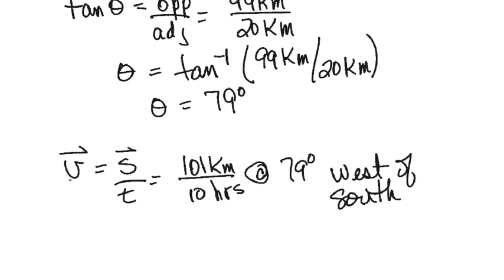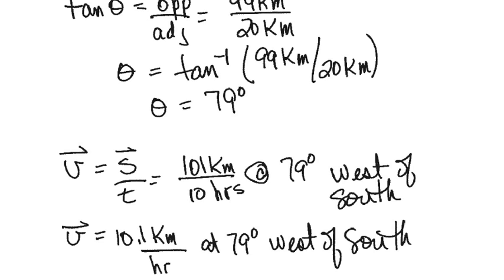So my velocity vector is my displacement vector divided by time. Here is my displacement divided by the amount of time, 10 hours. And here is my direction, 79 degrees west of south. So when I finish off the whole thing, I say I have a velocity of 10.1 kilometers per hour and an angle of 79 degrees west of south.